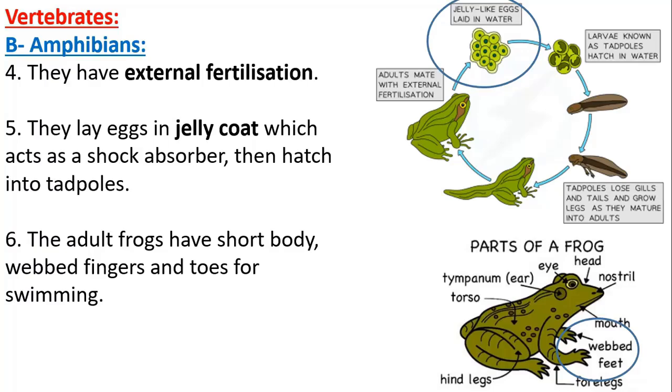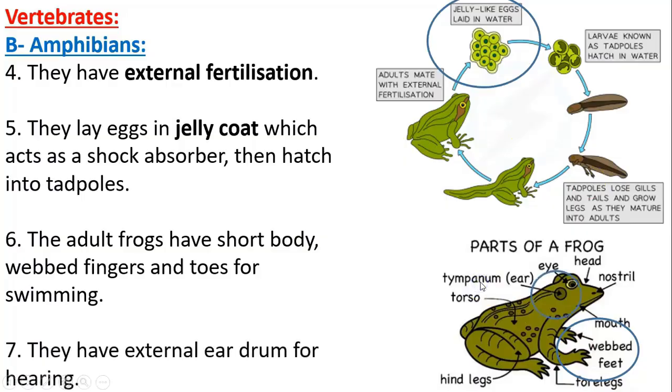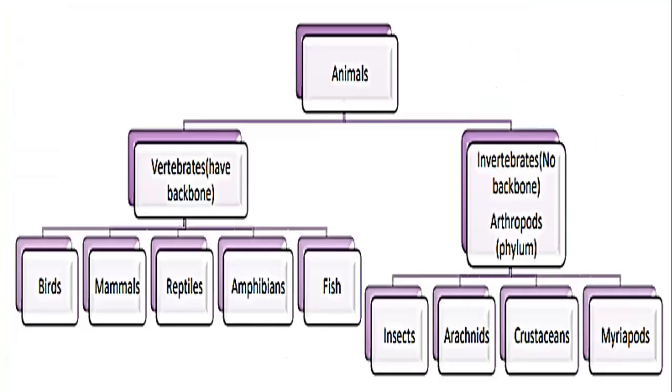What about the adult frog? The adult frog has a short body and webbed fingers and toes for swimming. What does webbed fingers mean? Webbed fingers, as you see here, have pieces of skin to connect them together. Okay, so this is called webbed fingers and toes. They have an external eardrum for hearing. Can you see this? The external eardrum detects the vibrations of sound and helps them hear sounds.